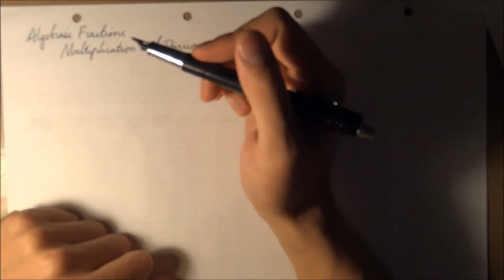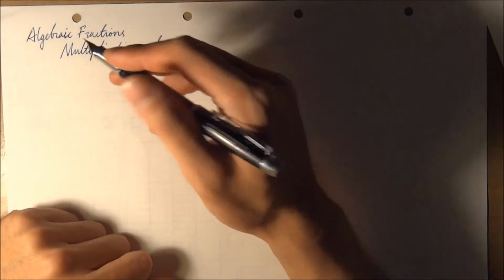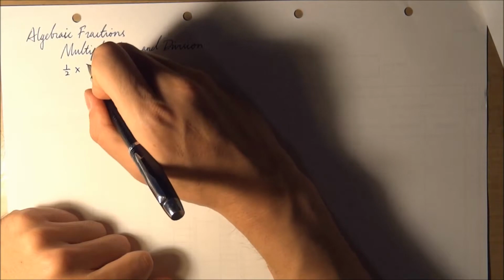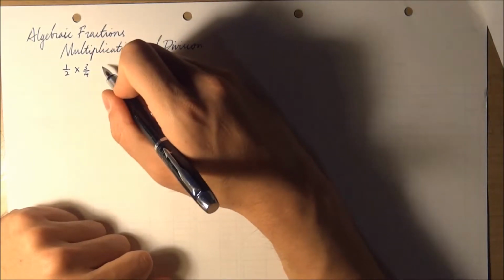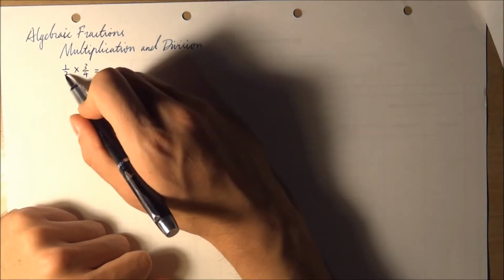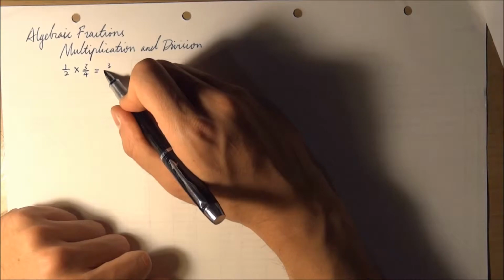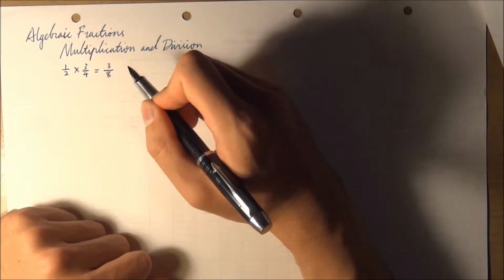So that we have done algebraic fractions, addition and subtraction, now we can move on to multiplication and division. Firstly, let's have a look at multiplication and division of regular fractions. If we have 1 over 2 times 3 over 4, we end up with the numerator times numerator, the denominator times denominator. So we have 3 over 8.